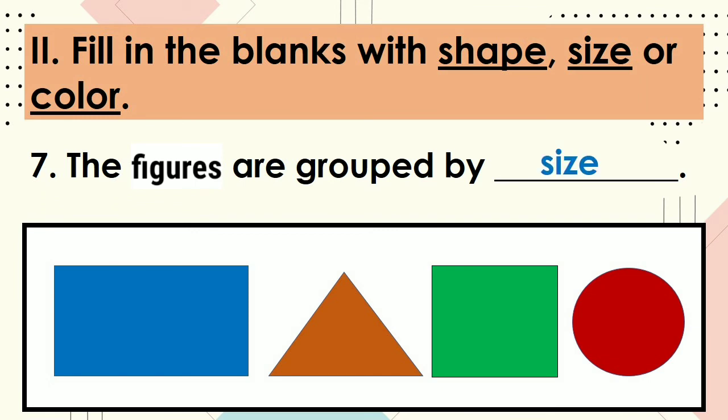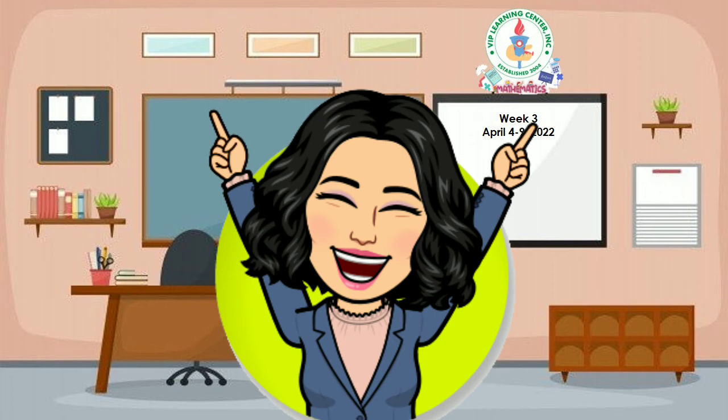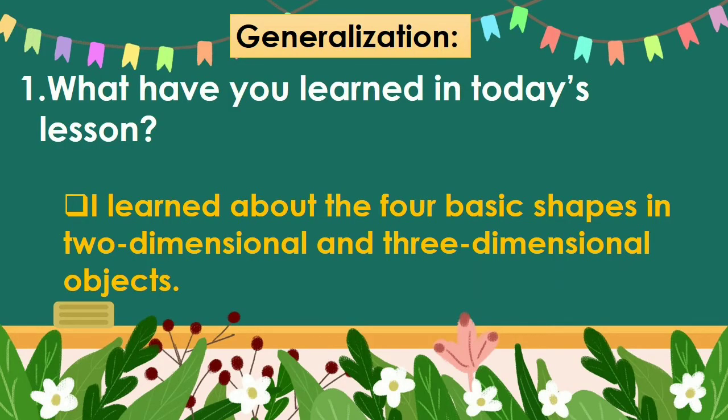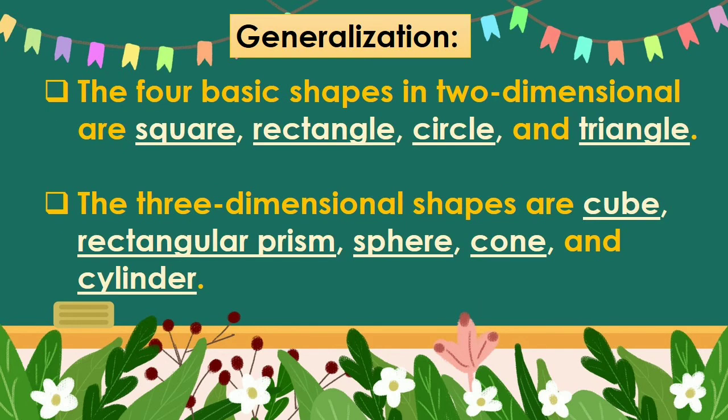The figures are grouped by blank. Size, teacher. Amazing, children! What have you learned in today's lesson? I learned about the four basic shapes in two-dimensional and three-dimensional objects. The four basic shapes in two-dimensional are square, rectangle, circle, and triangle. The 3D shapes are cube, rectangular prism, sphere, cone, and cylinder.